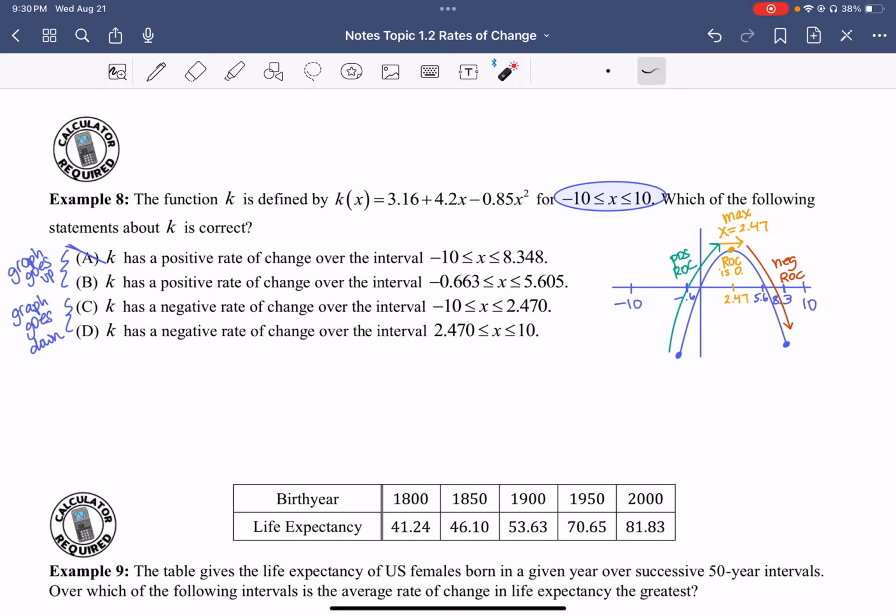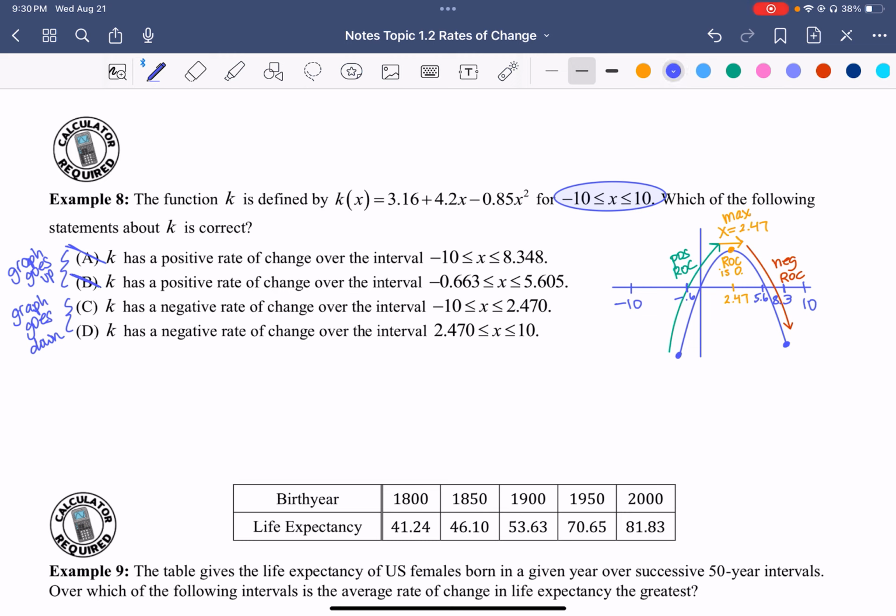For B, we're going from -0.6 to about 5.6. Okay, now the same issue we had in A is also true for B. I have up, 0, and down. The range is smaller, but it's still showing all three different rates of change, so B cannot be the correct answer.